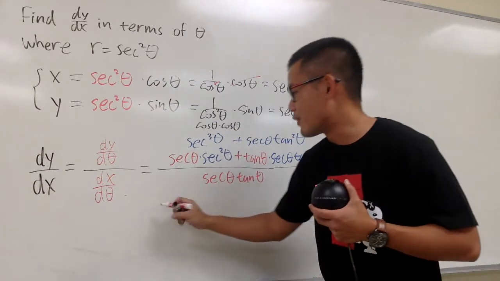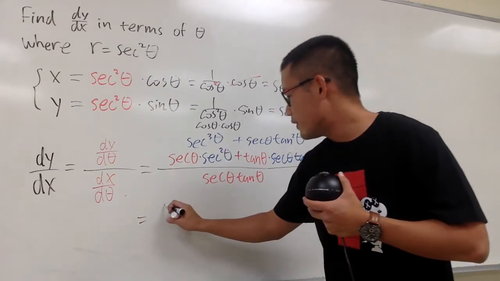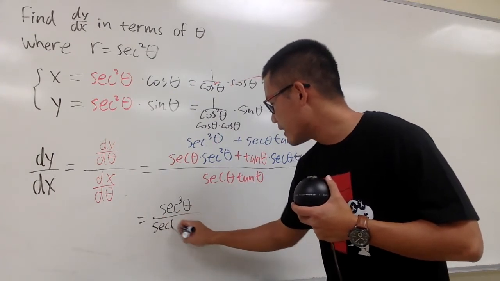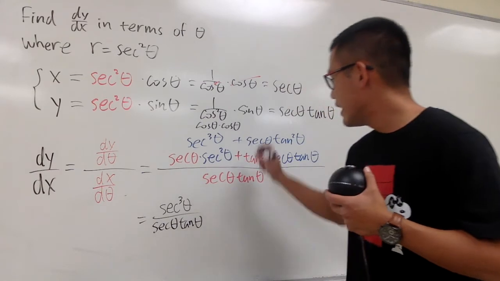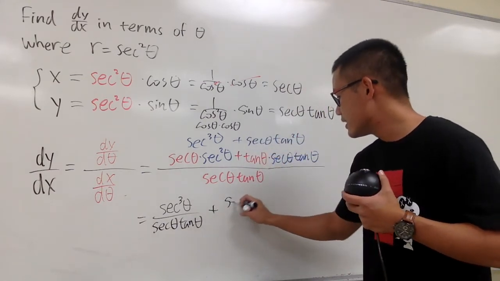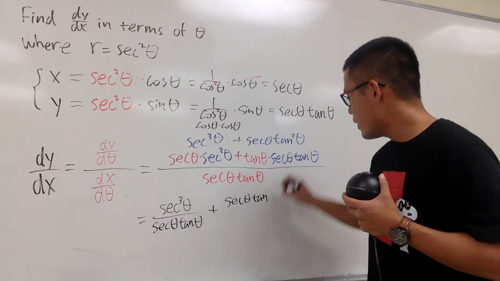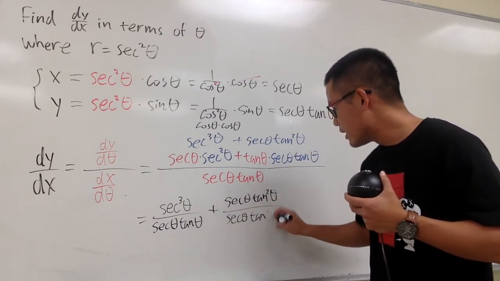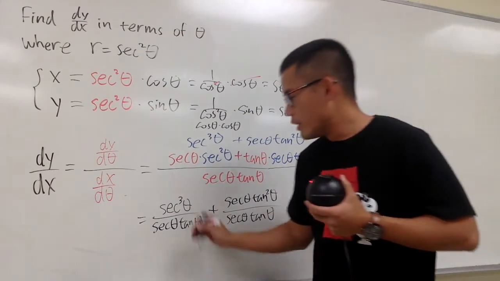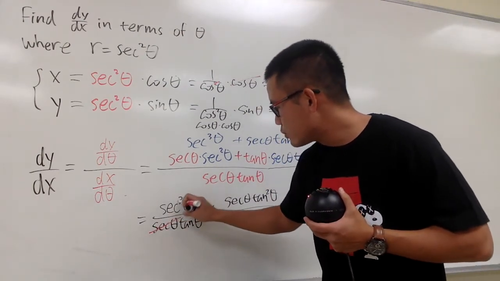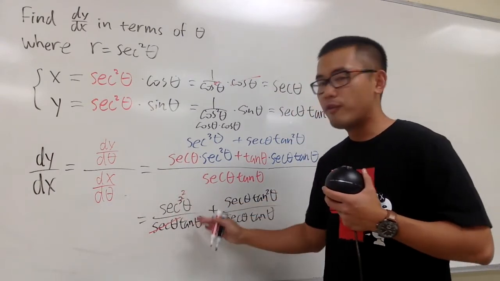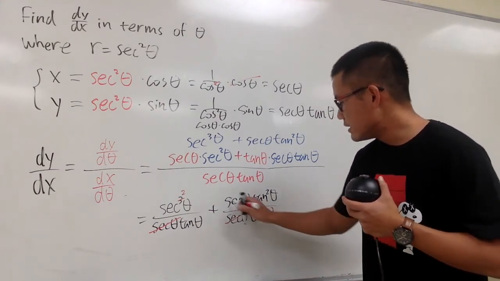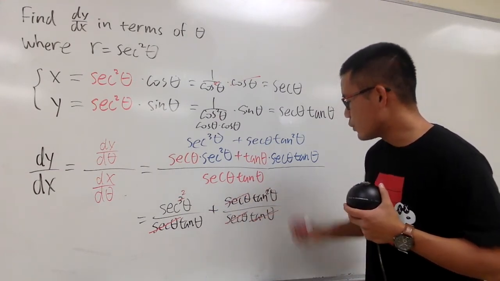And from here, I will split the fraction, all right? So first one, secant third power theta over this denominator, secant theta tangent theta, and then we add this with secant theta tangent squared theta over the same denominator, secant theta tangent theta. All right, what can we do? For the first one, this one and this one can cancel out. So we have secant squared over tangent, right? Like this. And then for this one, as you can see, secant cancels, tangent, and we can cancel one of them, just like that.